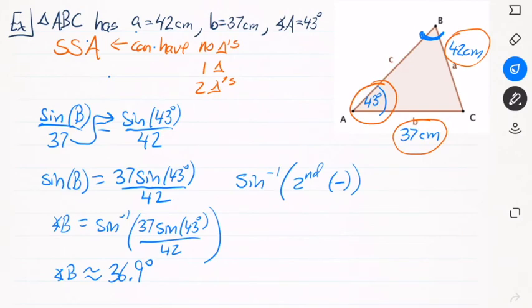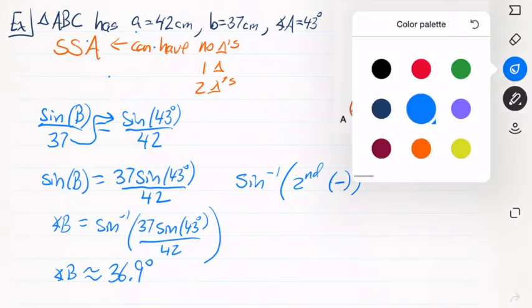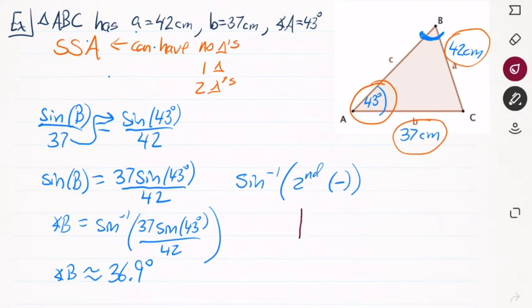Now, here's where sine gets a little tricky. Sine inverse only works in the first and the fourth quadrants. But sine is positive in the first and the second quadrants, all students. So there are two possible angles for this 36.9. It could be in the first quadrant, or it could be in the second quadrant with a reference angle of 36.9. And this is why it's considered the ambiguous case. We're not sure if it's an acute angle or an obtuse angle.